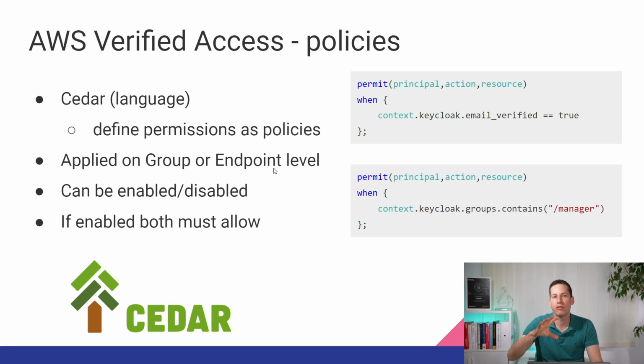So when you have these policies defined, you can set them on a group level and an endpoint level, but you are not required to set both of these. Any of these can be turned off, and both of them can be turned on. When you have one of them turned on, then it's going to be evaluated. When you have both of them turned on, then both of the checks are going to be evaluated one by one, and both should allow the request, and that is going to be a request that can reach your application.